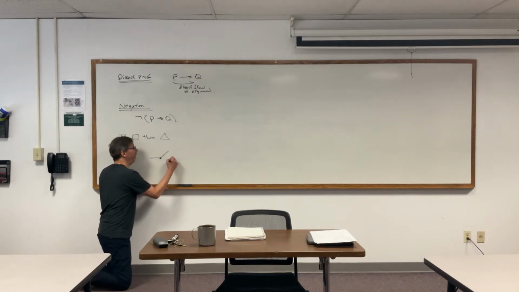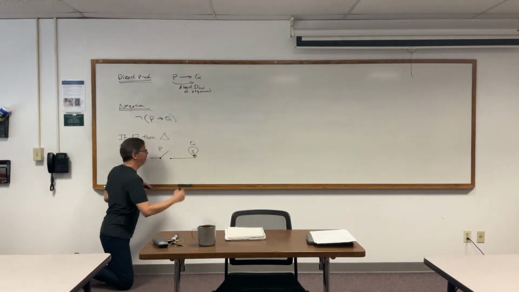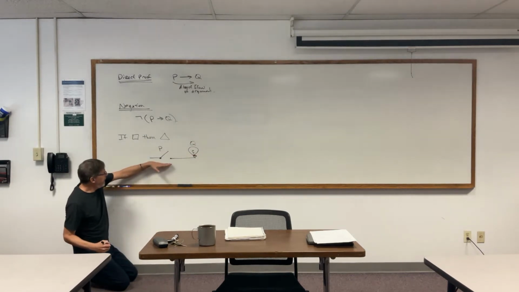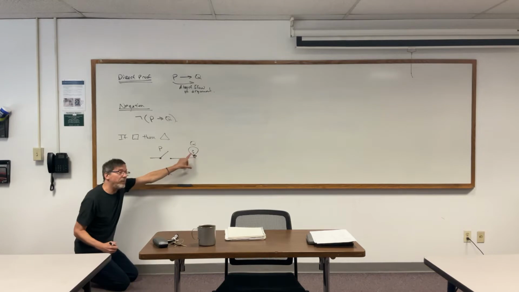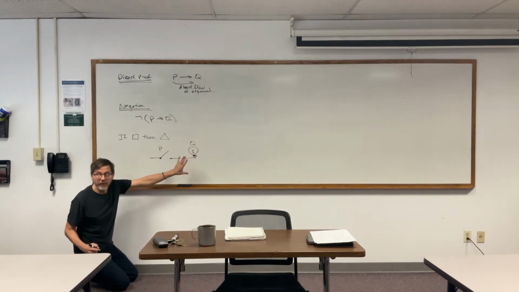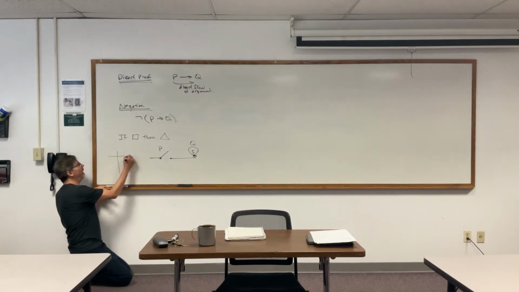So I've got a switch here, and that was P, and then I've got a light bulb over here, and that was Q. P closed, switch on means true; switch off, it's in a false state. Light bulb on is true, light bulb off is false. So let's think about that truth table as well. We had P, Q, and then P implies Q.